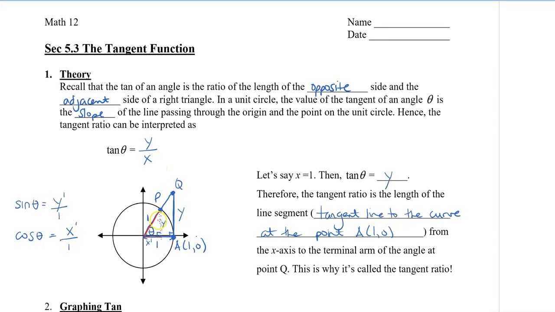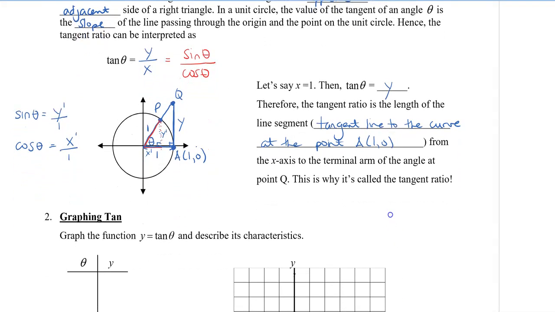So if I look at the smaller triangle here, it's also tan theta, which equals y over x, and in this case, since y is sine theta and x is cosine theta, I can now say that tan theta is equal to sine theta divided by cos theta, which will actually be a useful tool that we can use later on. All right, so let's take a look at how to graph tan, now that we have a little bit of an understanding of how to find tan.